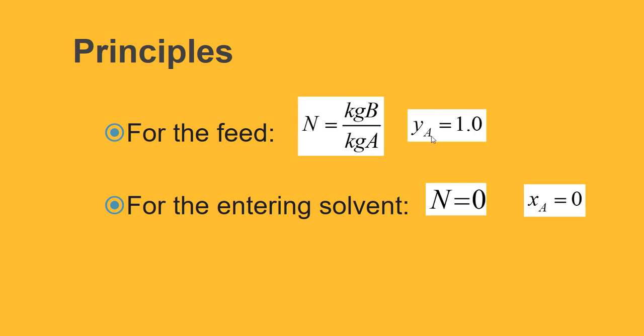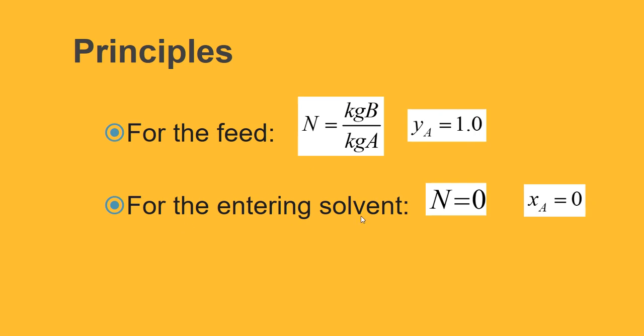Now, your YA is then said to be 1.0. Why is it that you have YA equal to 1.0? It's because, again, we don't have the C in the feed. We only have the A. So it would be kilograms A over kilograms A, and that would be equal to 1.0.